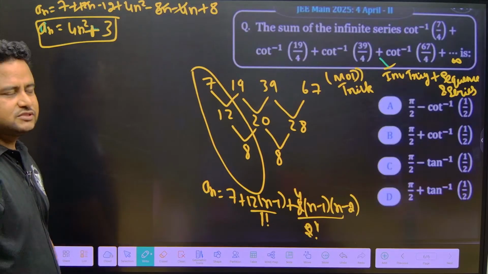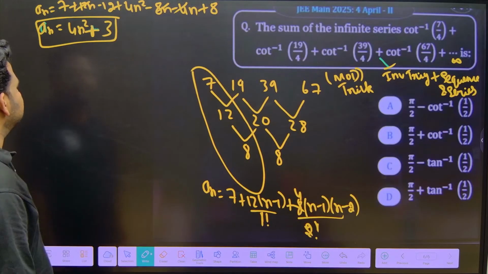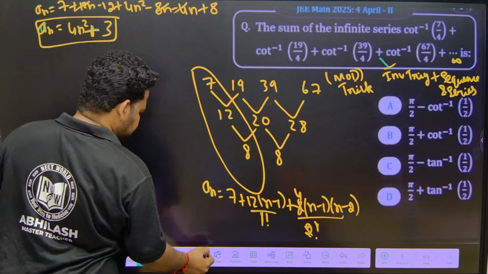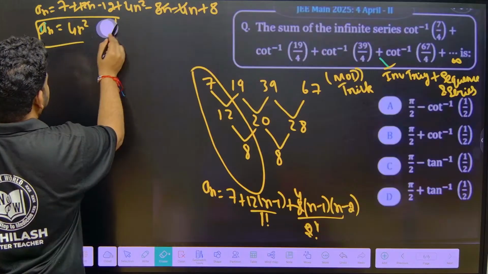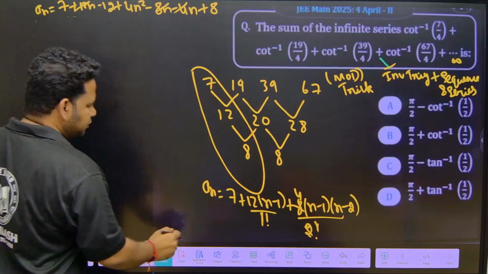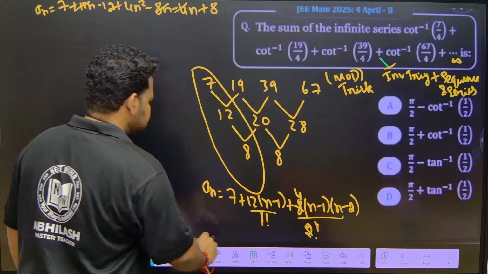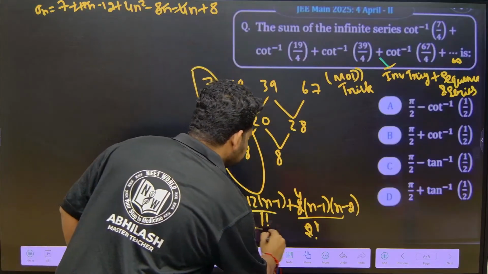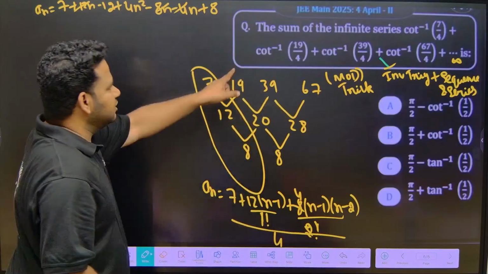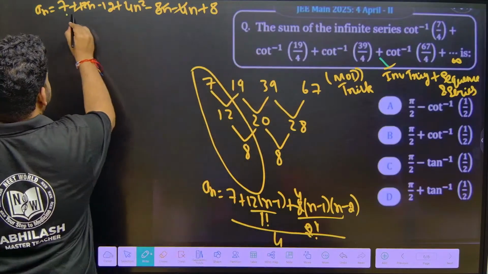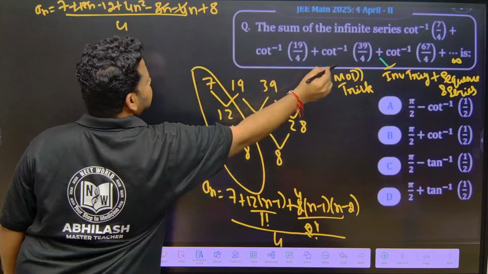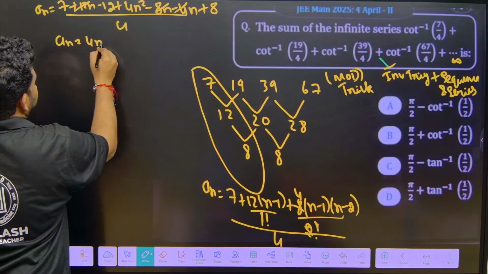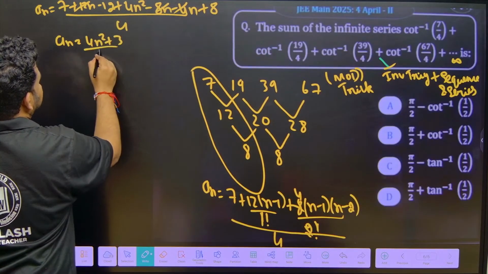Now they are asking us to find the sum of an infinite number of terms. But an is not just this. This entire thing I have to divide by 4, because here 4 is there in the denominator. So an is equal to 4n square plus 3 divided by 4.